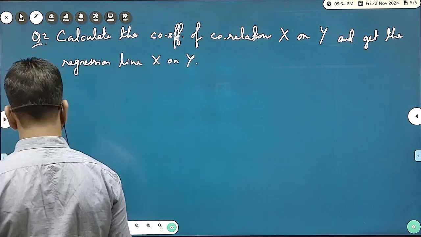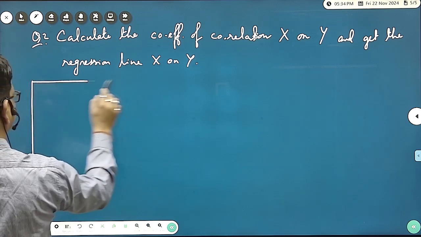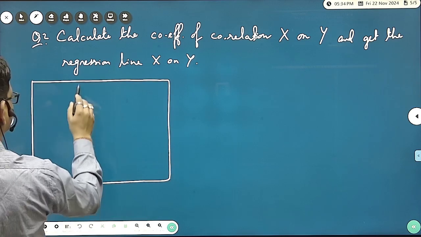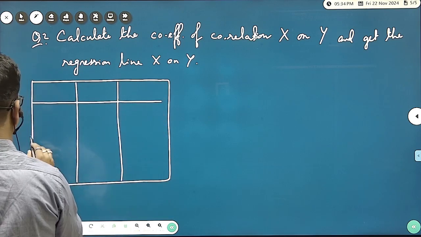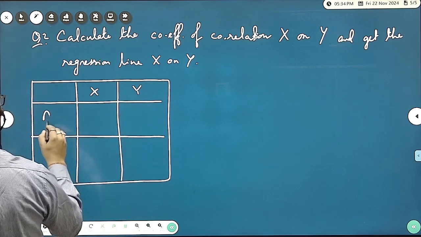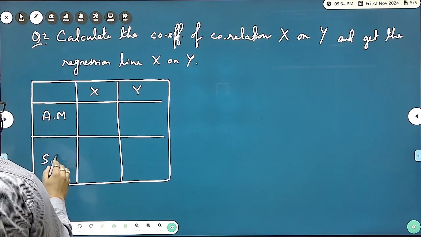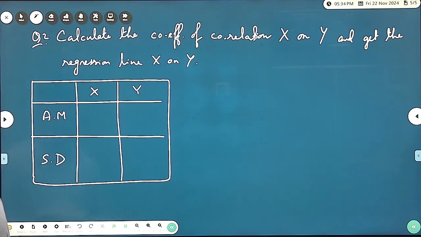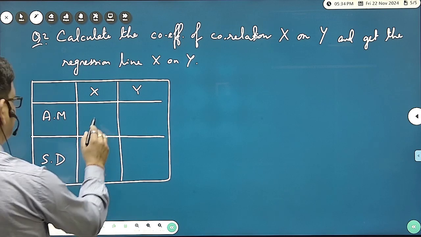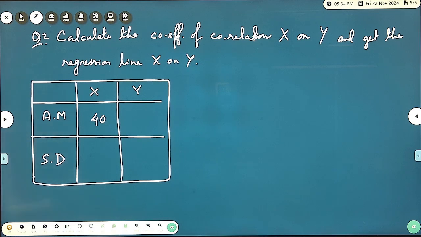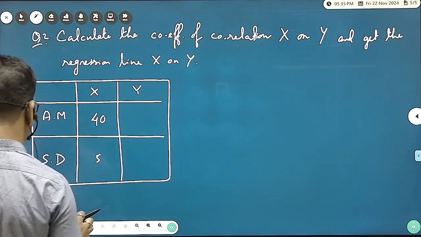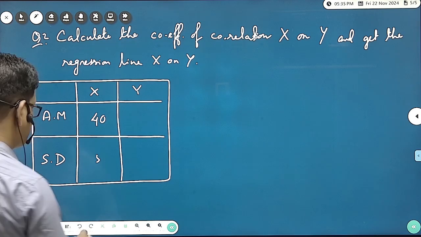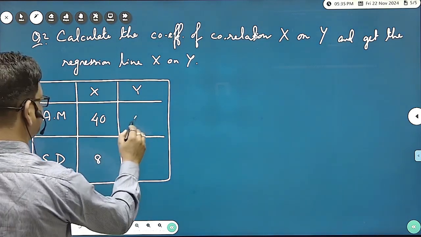x on y. Okay, but this thing should be given in a slightly different way, this table. So this is x, this is y, this is arithmetic mean, this is SD. Suppose the numbers are 40. See, this time in the table, individual values are not there. We have the arithmetic mean, we have directly the standard deviation. Okay, so it is short and easy, but since you do not know the process, I'm going to explain it. 40, then 8, 40, then 8, 45, then 4.